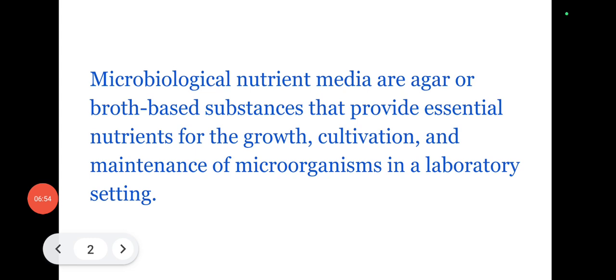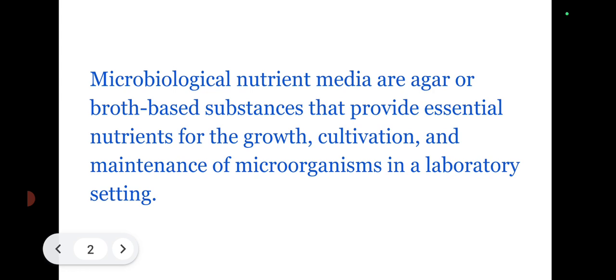So, in short, microbiological nutrient medium is like a balanced diet which provides all the nutrients required for growth of those microorganisms. Microbiological nutrient media are agar or broth-based substances that provide essential nutrients for growth, cultivation, and maintenance of microorganisms in laboratory settings. You always try to mimic the natural conditions where the organisms are present, and provide the nutrients so that those organisms can be grown in the medium.